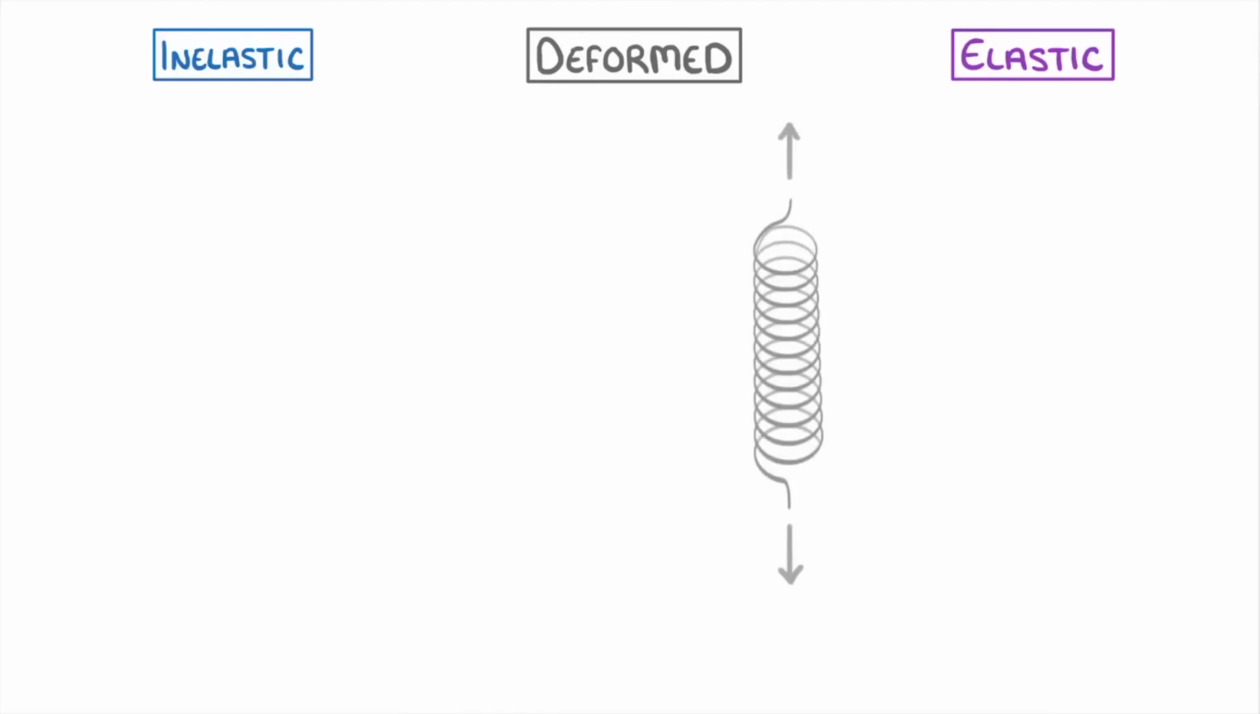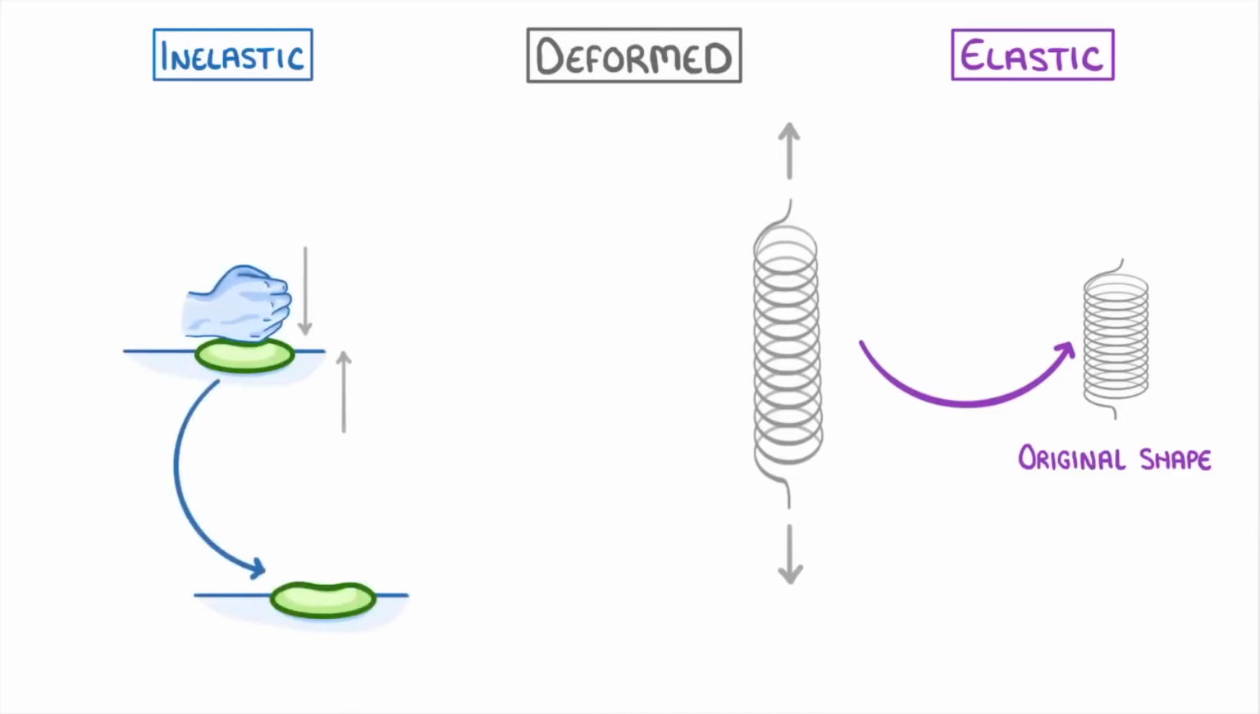Now, when an object changes shape, we say that it's been deformed. But importantly, there are two different types of deformation that you need to know: elastic and inelastic. If an object returns back to its original shape after the forces have been removed, then we call it elastic deformation, because it's able to spring back like an elastic band. However, if the object doesn't quite return to its normal shape, and stays deformed in some way, then we call it inelastic deformation, or sometimes plastic deformation, because it keeps its shape like plastic.